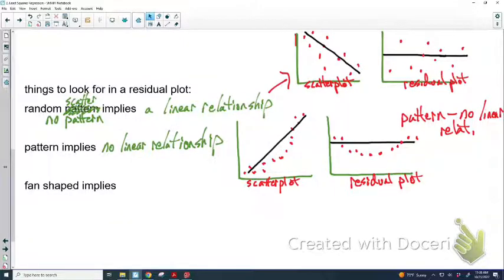What if you have this weird thing called a fan-shaped pattern? Well, one, it's a pattern, so that's a bad sign. Let's say poor linear relationship. Like, there's something going on here. A linear relationship might tell part of the story, but it's just going to do a bad job at predicting. Maybe add that. Does a bad job at predicting.